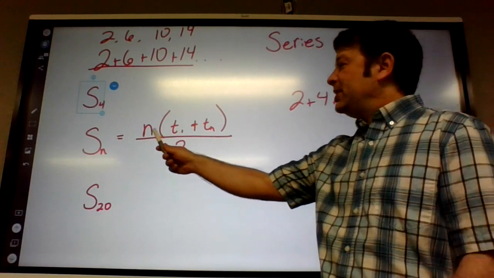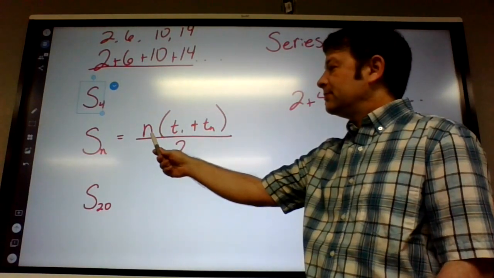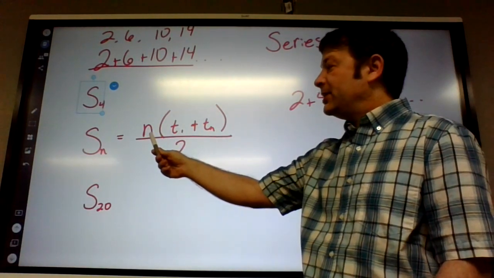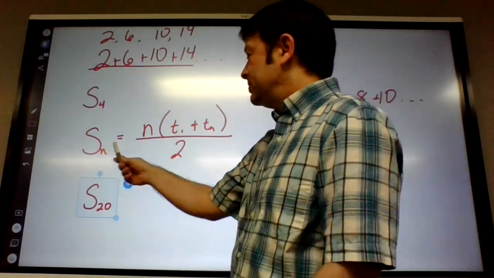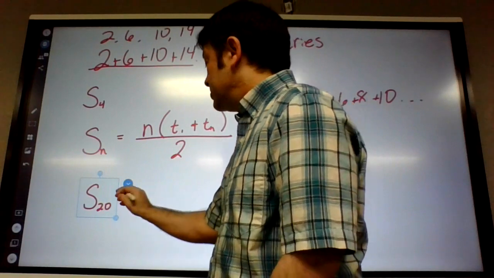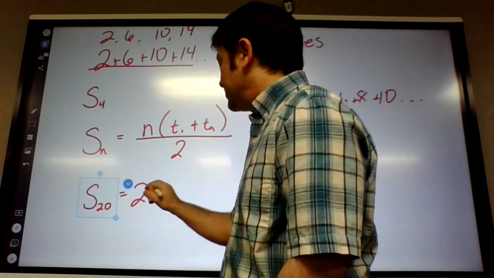So what does the n stand for? The number of terms we're adding together. And how many are we adding together? 20. These two are the same right here, so we would put a 20 right there.